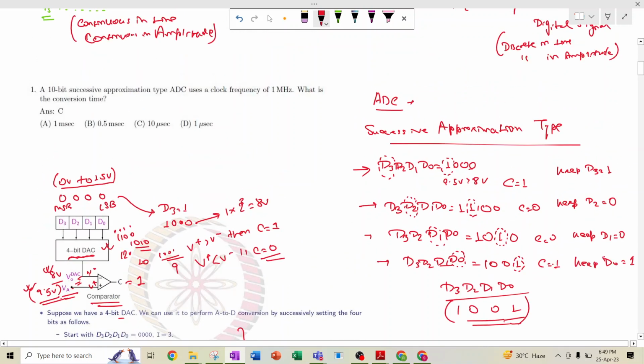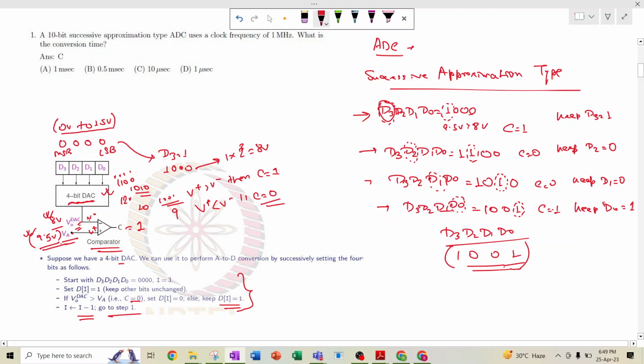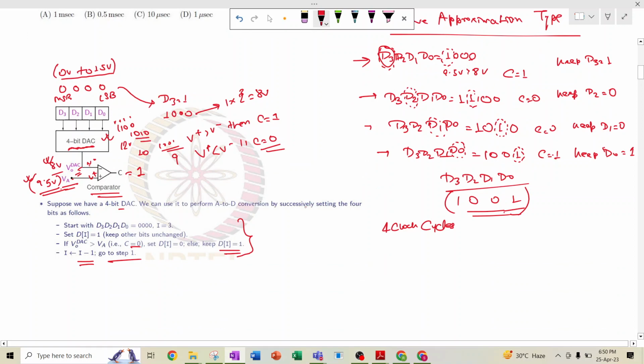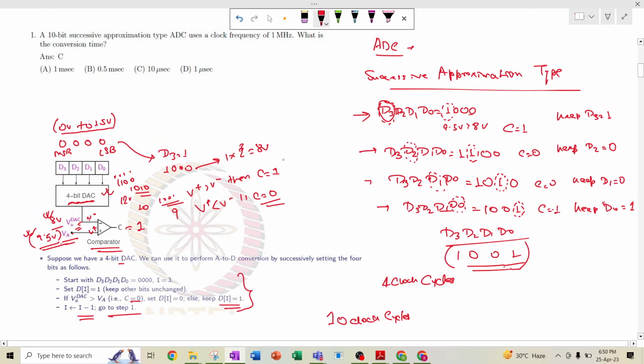So how much conversion time is taking? To set or reset a single bit, it takes one clock cycle. Only one clock cycle it will take to set or reset. So for this 4-bit ADC, it takes a total of 4 clock cycles. Now in the question, it is given for a 10-bit successive approximation type ADC. So for 10 bits, it will take 10 clock cycles.